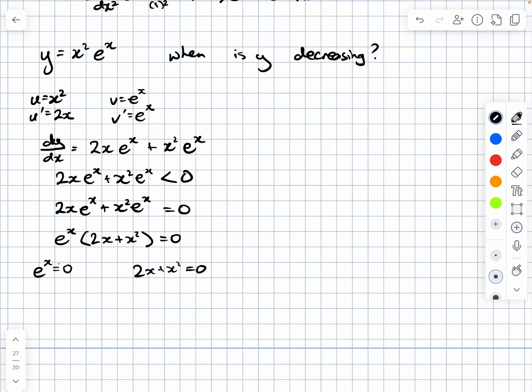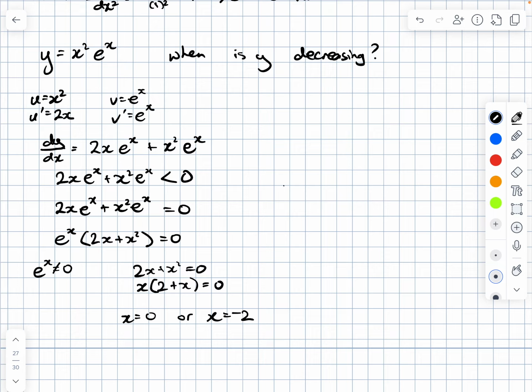Now, the function e to the power of x is an exponential, which means it has an asymptote at y equals 0. What that means is it's not possible to equal 0. So that doesn't work. Our next one, this is a quadratic. Factor x out and solve. That means x equals 0 or x equals -2. So, when is it decreasing?